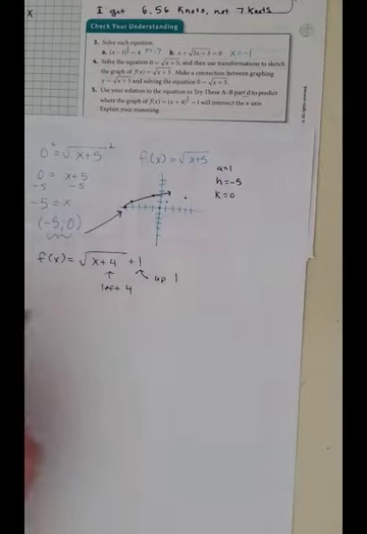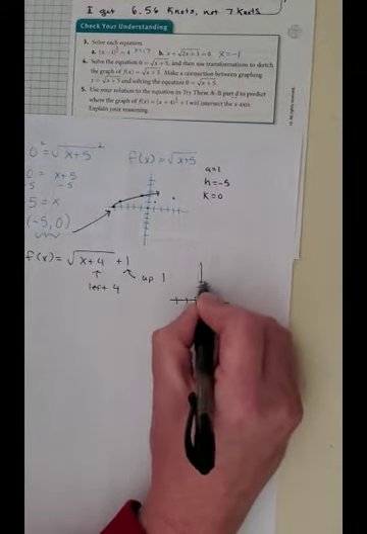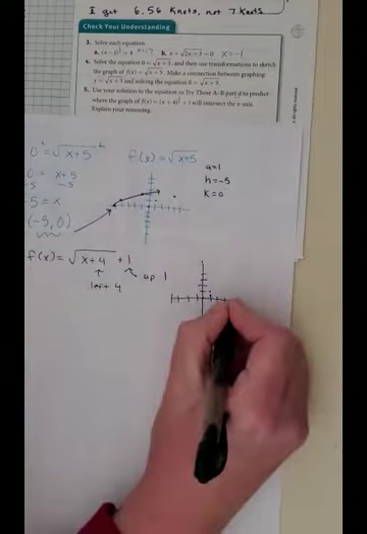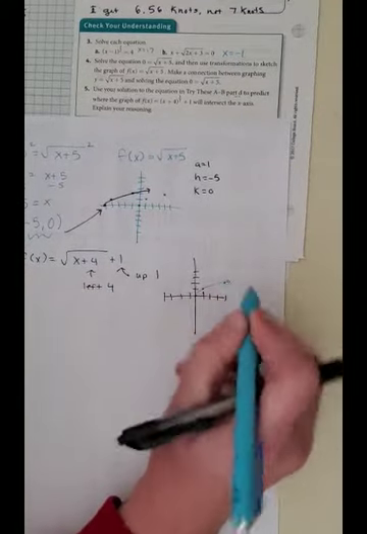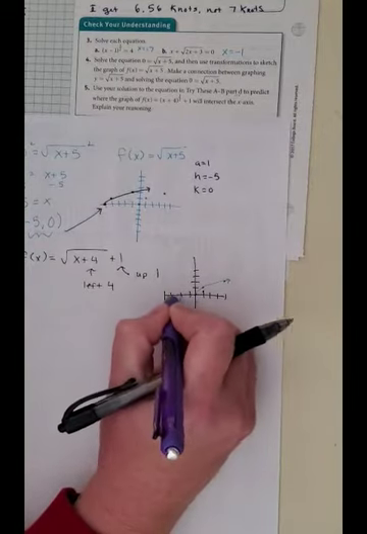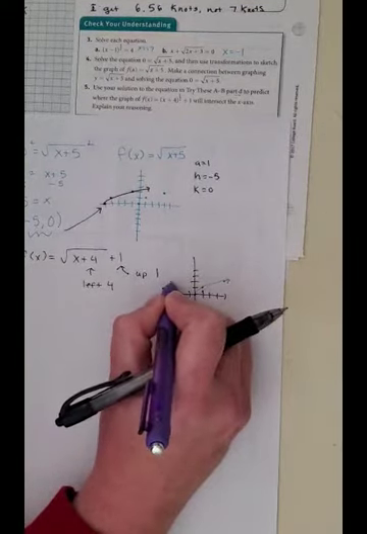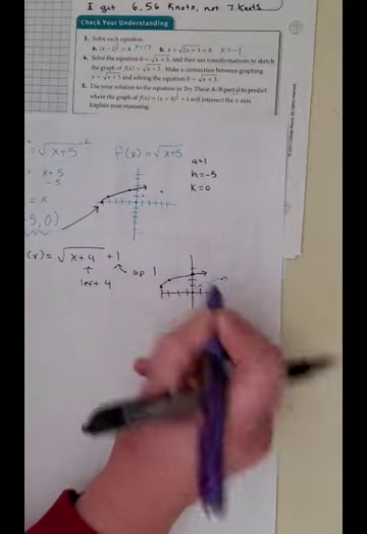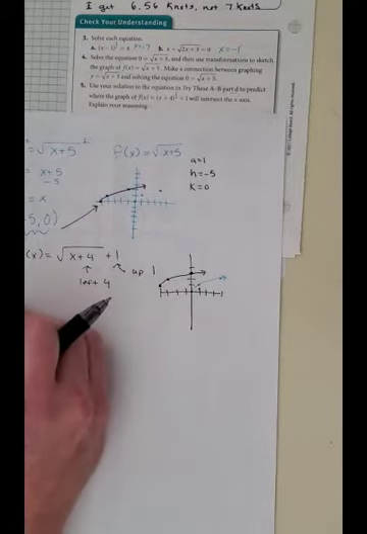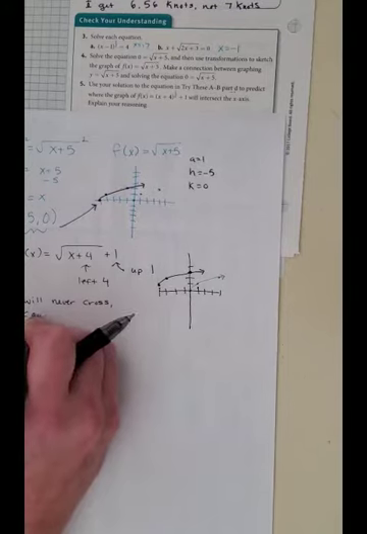So what will happen to my graph? My graph will be my parent shifted to the left 4 and up 1. So here's my parent. I'll put one more point here. And this parent function is going to shift left 4, I'll do this one in purple, 1, 2, 3, 4, and up 1. Left 4 and up 1. So my new or transformed function will never cross the x-axis. And I'm going to say it will never cross because there was no solution.